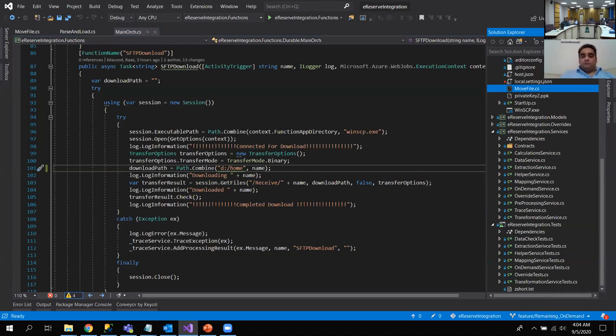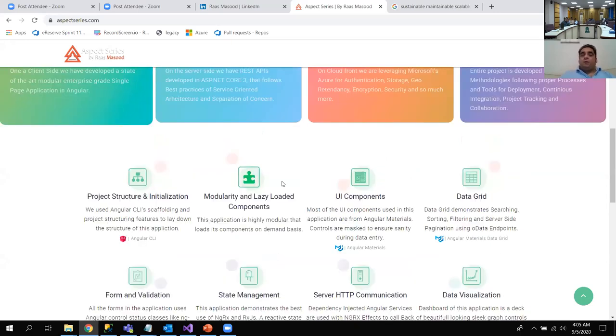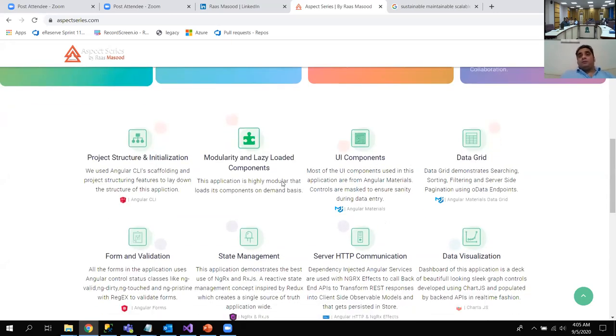So that is project structure. Modularity. When you're talking about enterprise grade modern applications, you want your applications to be loosely coupled. And there's a concept in single page applications that only the part of the application that is required at a particular time gets loaded from the server, and the rest of the parts are loaded on demand. So these kinds of features come under modularity. All of these things are in that application which I mentioned.